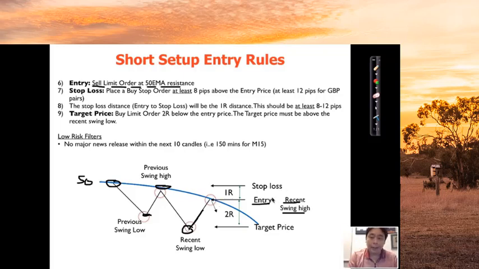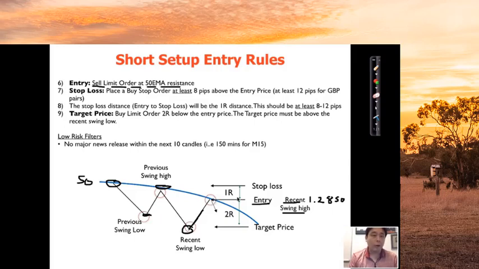So for example, the entry could be at 1.2850, for example, okay? So again, only if the price rises to 2850 or higher will my order be triggered and filled, and hopefully bounce back down again.